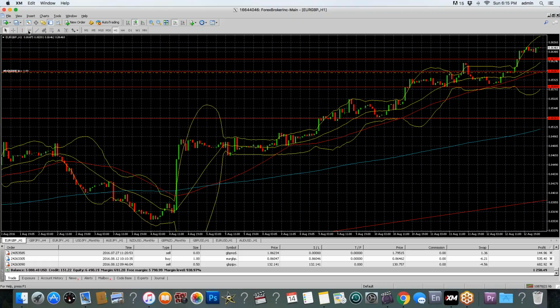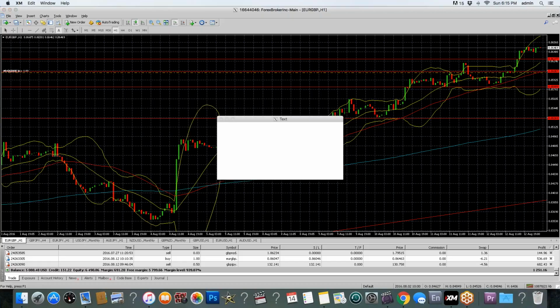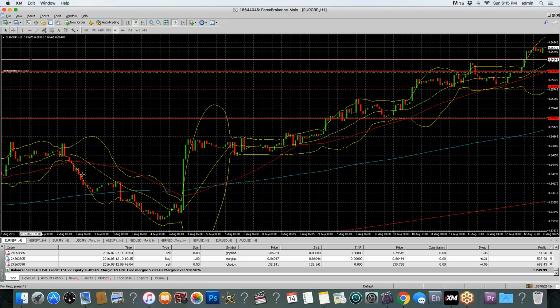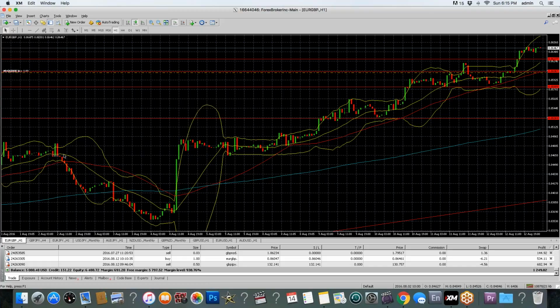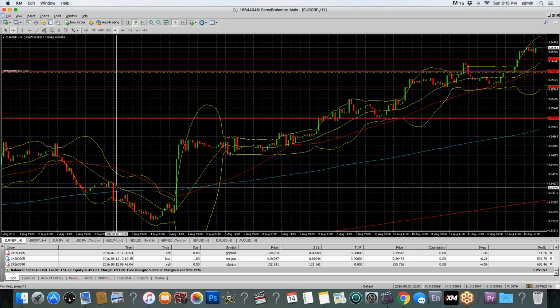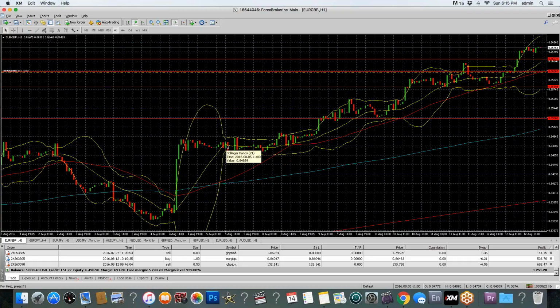Okay, I'm gonna click on them. Here. Here. Here. Here. You guys see how every time they're pinched, and then they expand. They pinch, and they expand. And then every time it expands, that's when the breakout happens for the trend to continue.